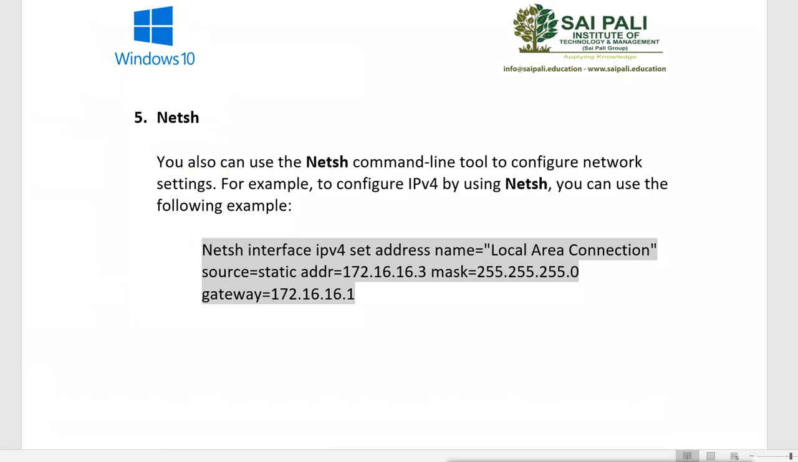Now we can also use the netsh command from the command line, CMD. You can use the netsh command line tool to configure the network settings. For example, to configure IPv4 by using netsh, you can use this command: netsh interface ipv4 set address, then you mention the name of the interface, then source, static or dynamic, we are using static, then addr equal to this, mask equal to this, gateway equal to this, and it will configure the interface.